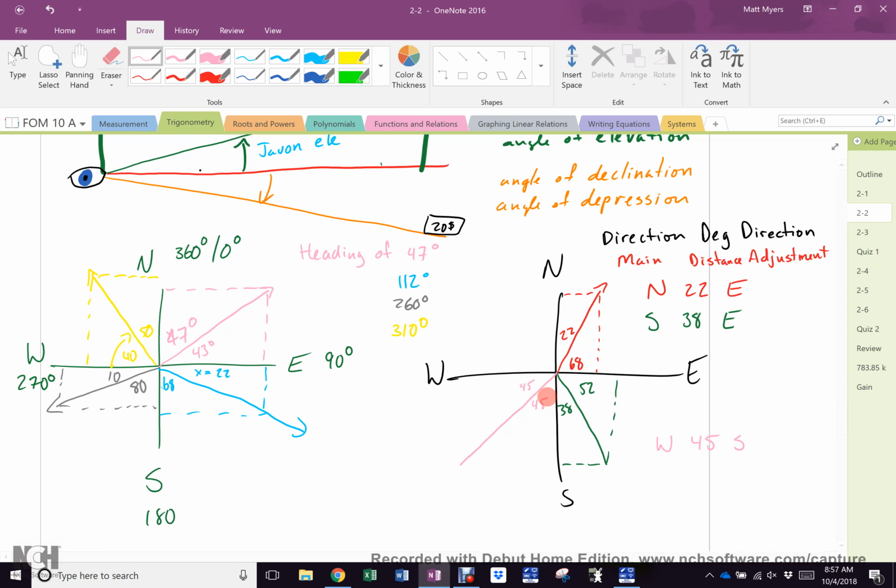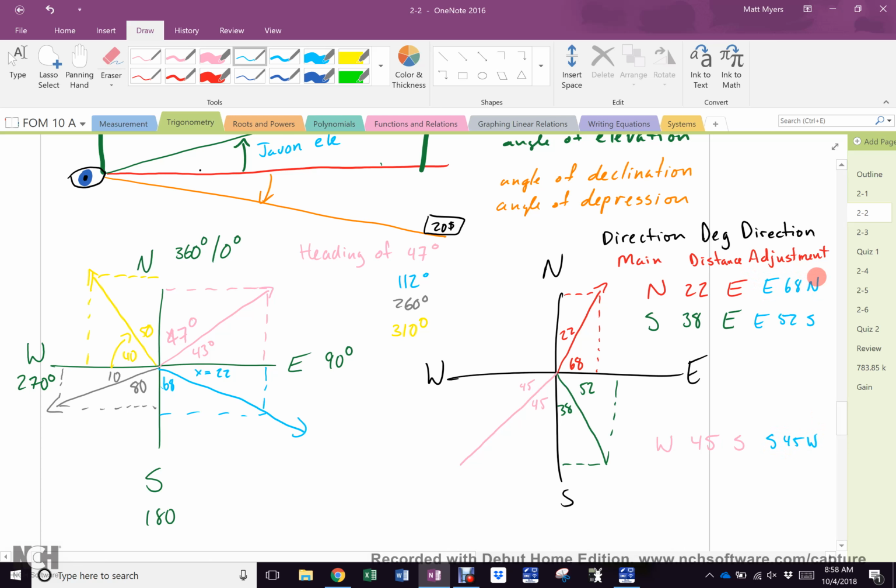Okay. So please notice that south 38 east is the exact same as east 52 south. Does everybody see that? So what is this pink one the same as? South 45 west. And what is this red one the same as? East 68 north. Everybody cool?